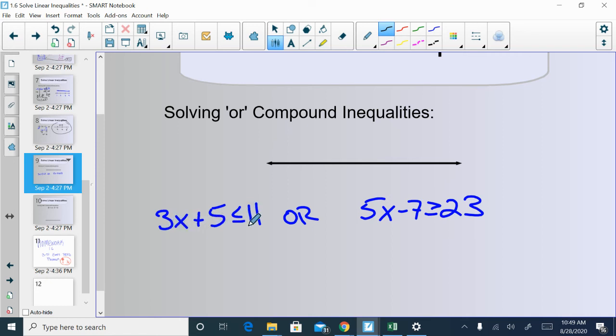3x plus 5 is less than or equal to 11. I need to undo that plus 5. I can do that by subtracting both sides by 5. 3x is less than or equal to 6. So x is less than or equal to 2, or.